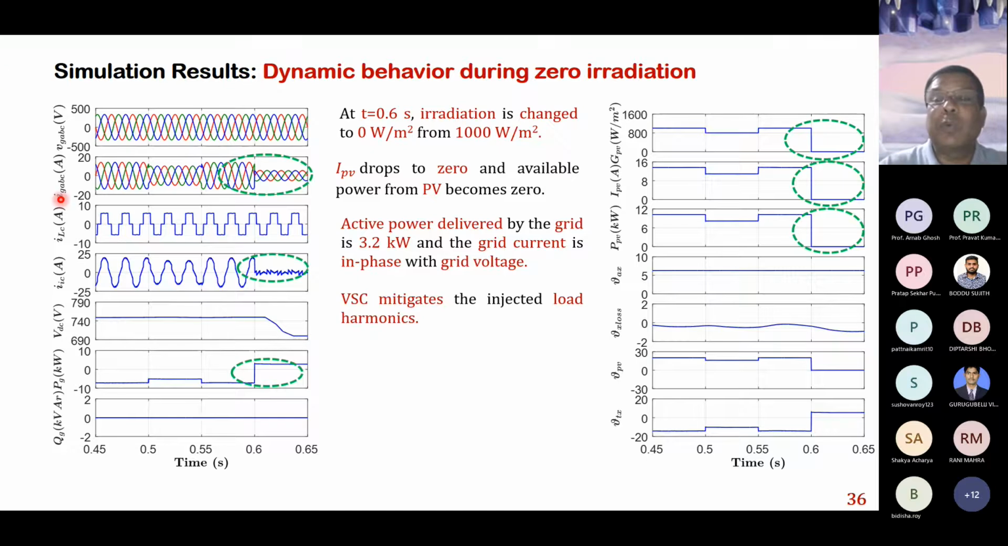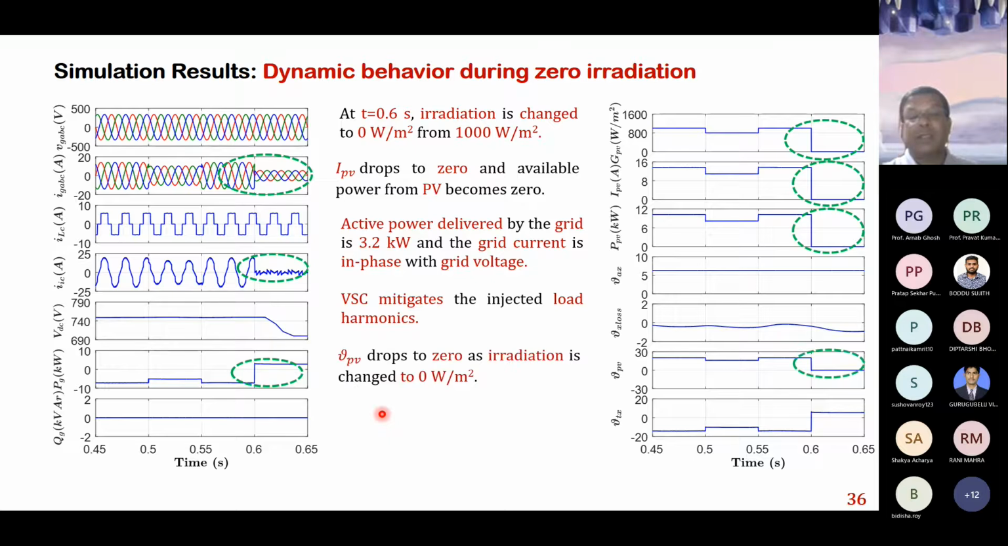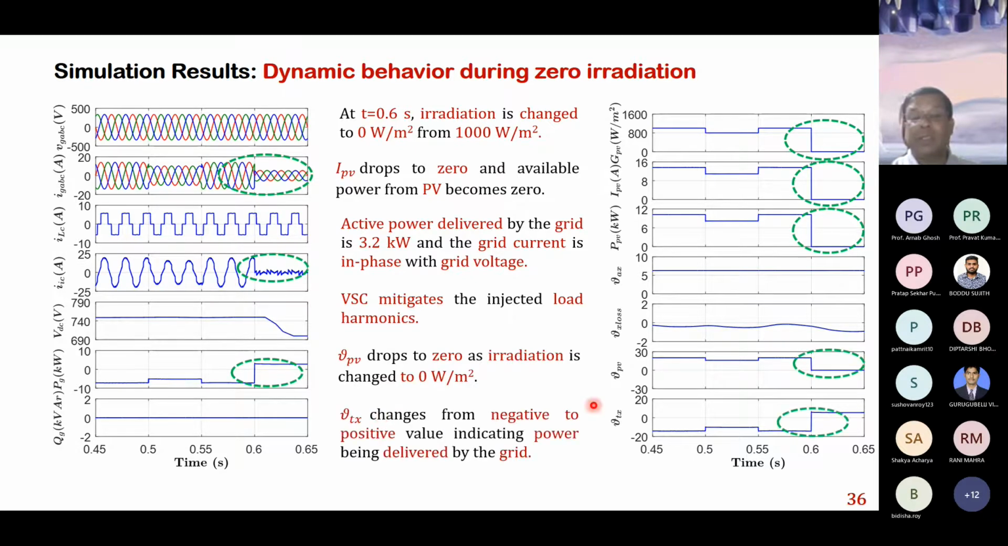That means at t equal to 0.6 second, we have reduced the irradiance to 0 from 1000 watt per meter square. Therefore, the PV current drops to 0, and therefore the available power from the PV is 0. And the active power delivered by the grid is 3.2 kilowatt, and grid current is in phase with the grid voltage. And the voltage source converter mitigates the harmonics, and the VPV drops to 0. The irradiance is dropping to 0 watt per meter square. And VTX changes from negative to positive, indicating the power is being delivered by the grid because there is no PV power generated.